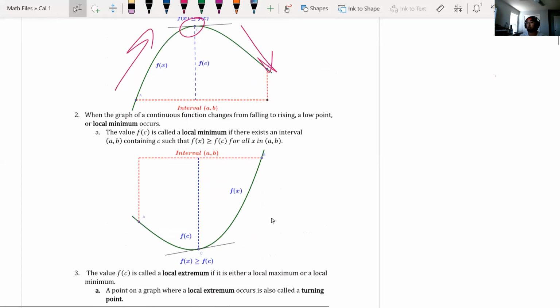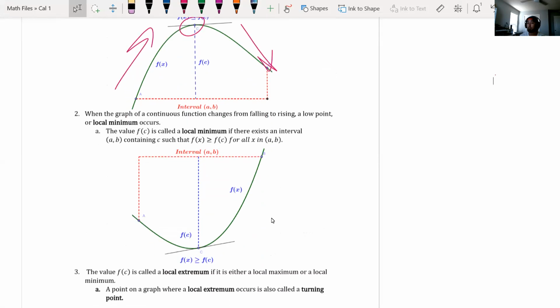Number two talks about a local minimum. So if the graph goes from falling to rising, then a low point is created. And that low point is considered your local minimum. And again, this happens at a value of C.